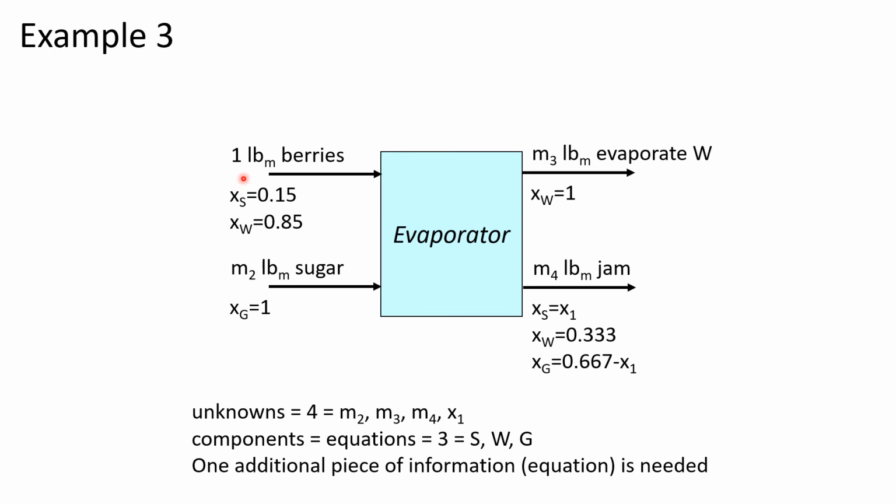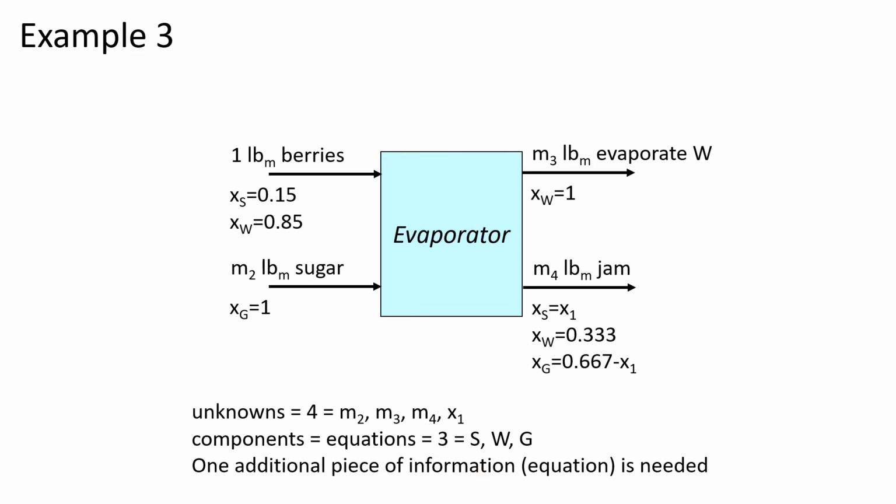So if we decide to set M1 equal to 1, take this as our basis for the calculations, that's how it's technically referred to, then the number of unknowns reduces from 5 to 4. We eliminated M1 from the list here. The number of components hasn't changed, so the number of independent equations is still 3. That means we need 1 additional piece of information.